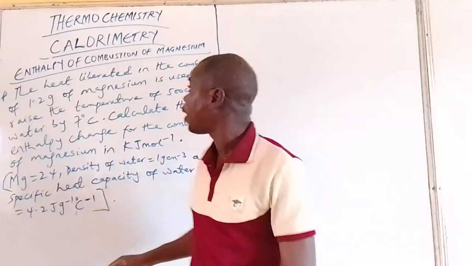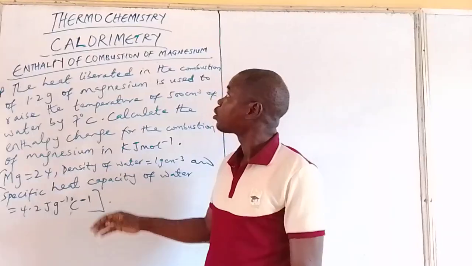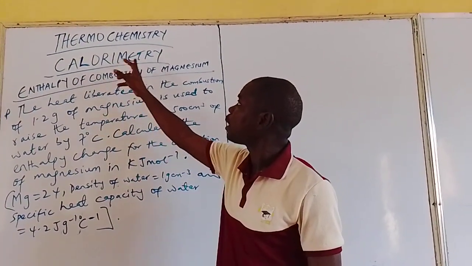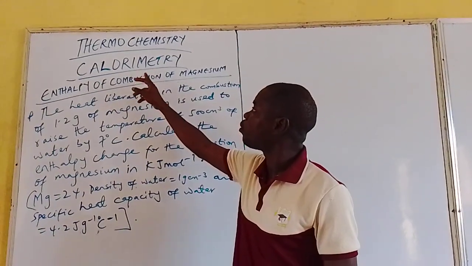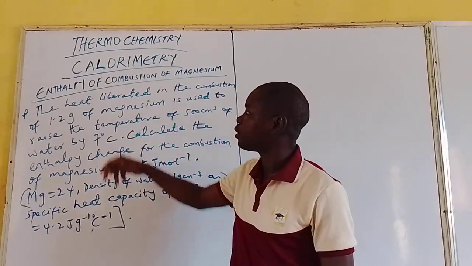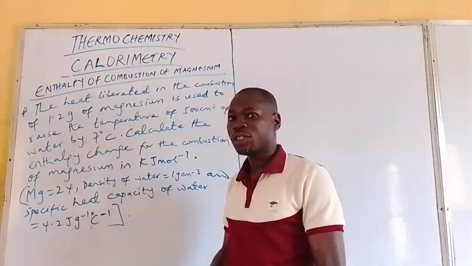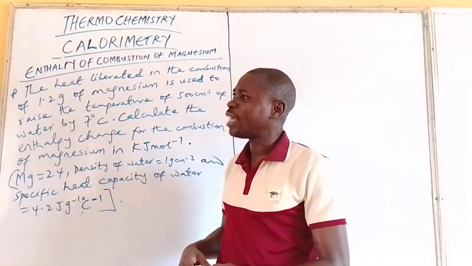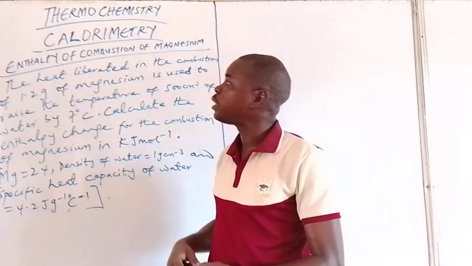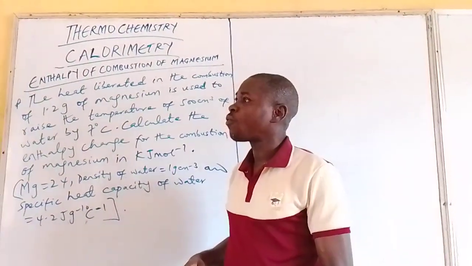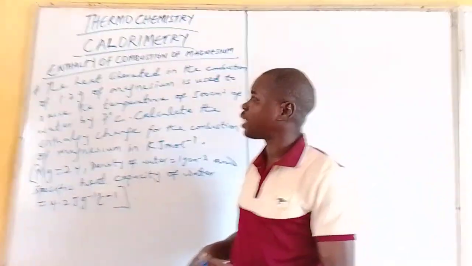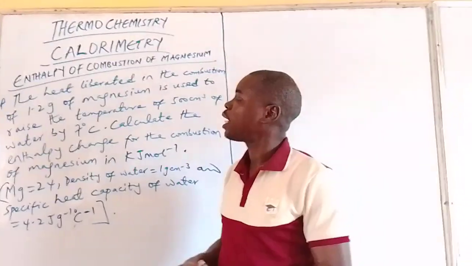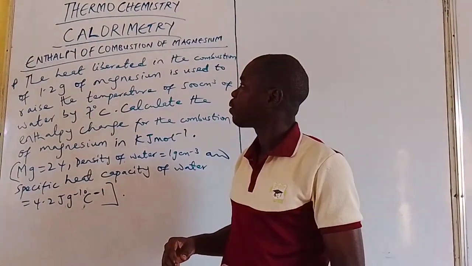Welcome to another video. So this is thermochemistry. Under this thermochemistry, we want to solve a question under calorimetry. Before I solve the question, what is calorimetry? Calorimetry is the science that deals with the study of change of states of a substance as a result of heat transfer. So that is calorimetry.